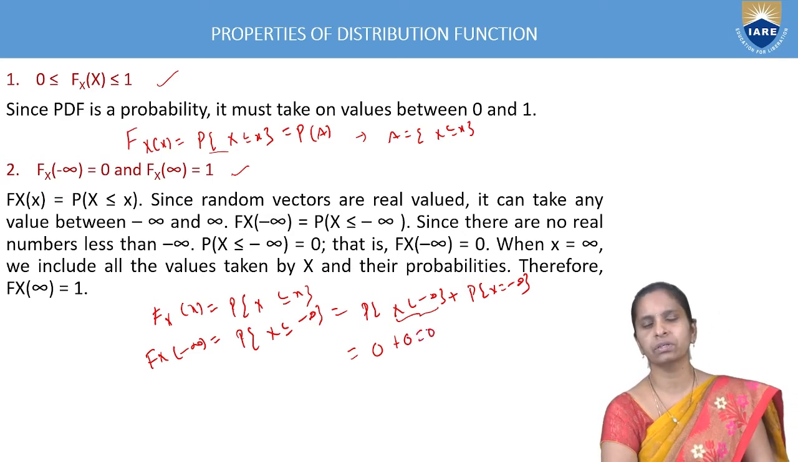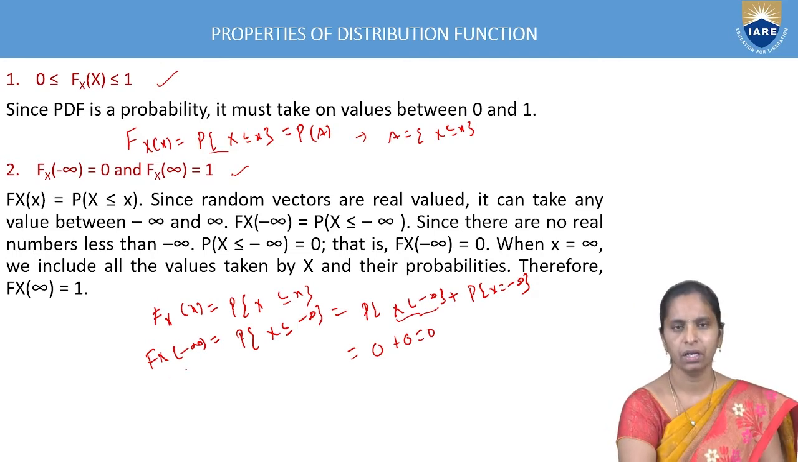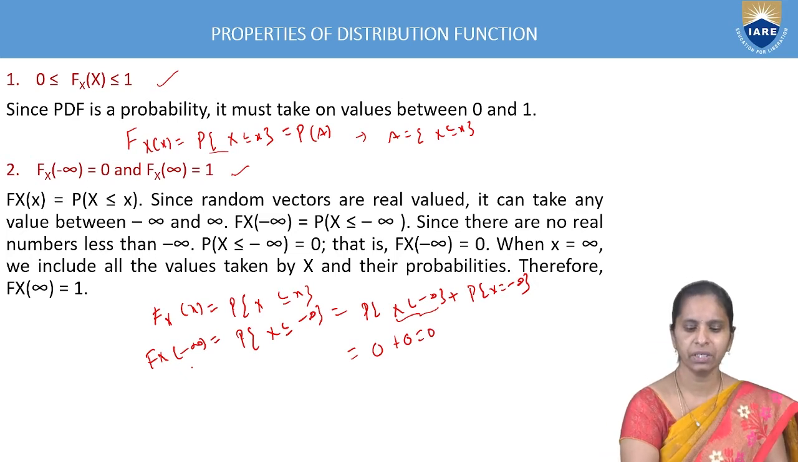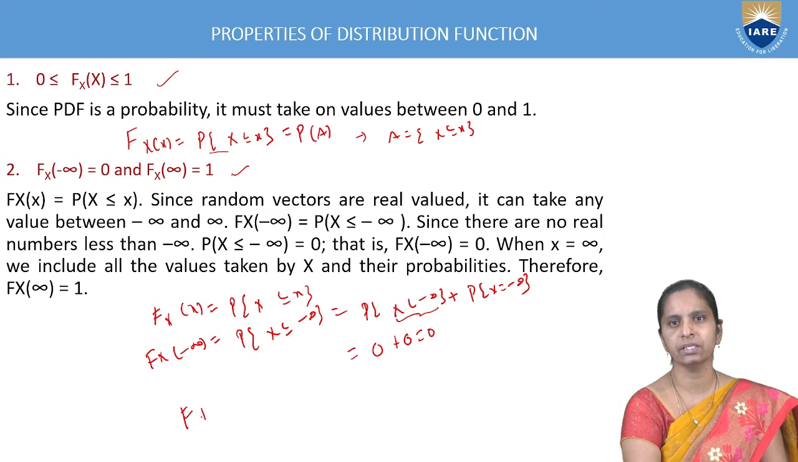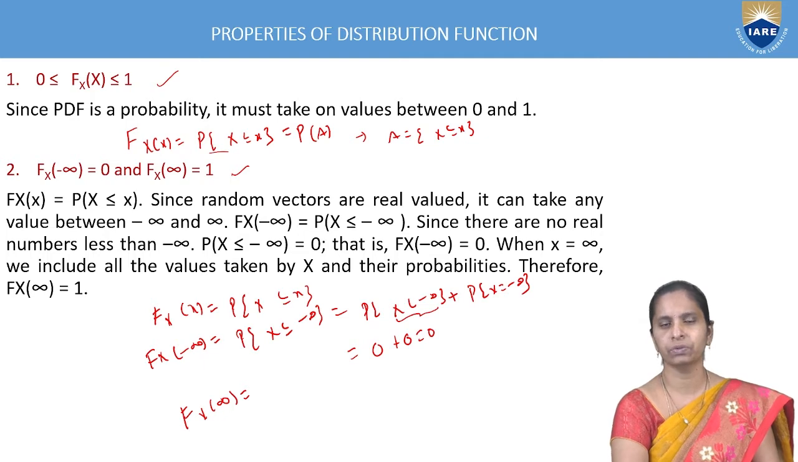Therefore, the distribution function for the value x equals minus infinity is equal to 0. It means Fx of minus infinity is equal to 0. And the second one is what? The probability distribution function at the value infinity is equal to 1. That we have to prove now.